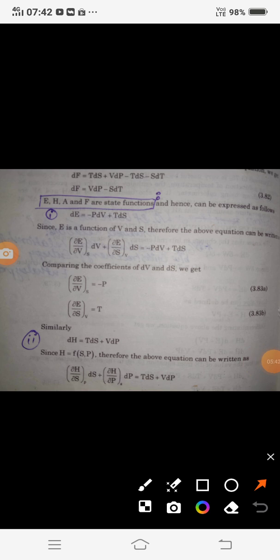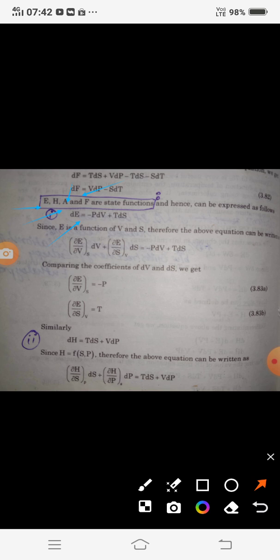What to do now? We have come to know that internal energy, enthalpy, Helmholtz free energy, and the Gibbs free energy are state functions, and these have been expressed in the derived equations in the previous segments. Now we are going to talk about the obtained equations. The obtained equation of the first one, that was internal energy, was this.